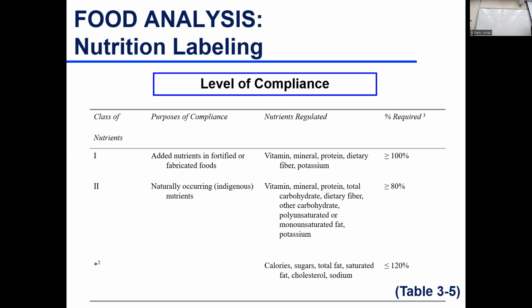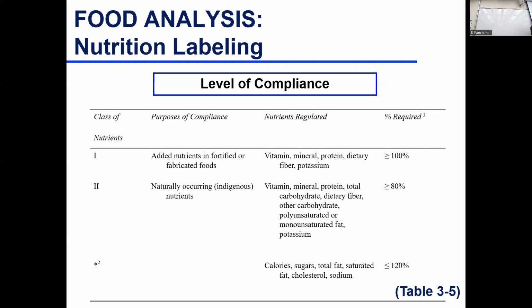For naturally occurring nutrients, they are in your sample, in your food product, in the ingredients that you've used. It's okay if they are 80, 85, 95% of what you actually have in there. So you have a leeway of 80% or higher.